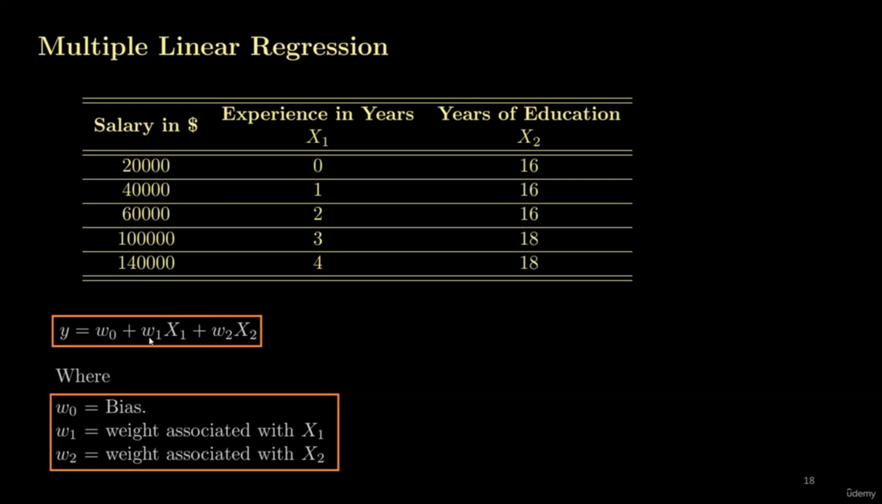So in this way, suppose if w1 is 5 and w2 is 10, it means the weight associated with the second feature has the largest value. It means this feature will have more influence on y as compared to x1. So the value of weight decides the influence of a feature on the target variable. So this is an example of multiple linear regression.